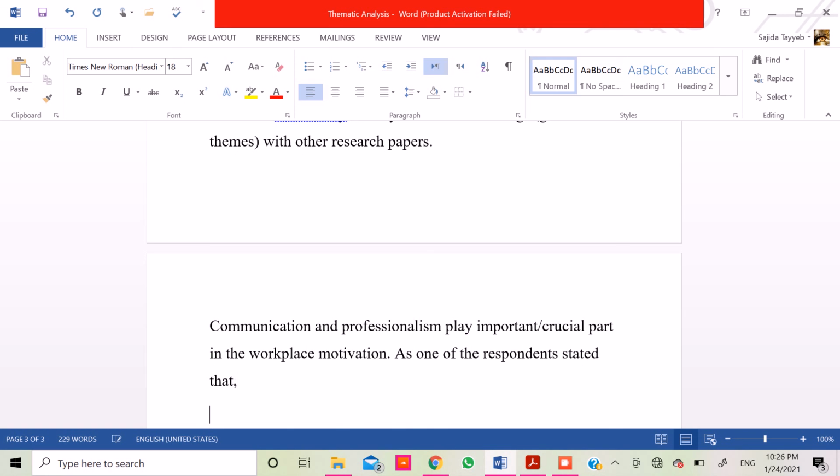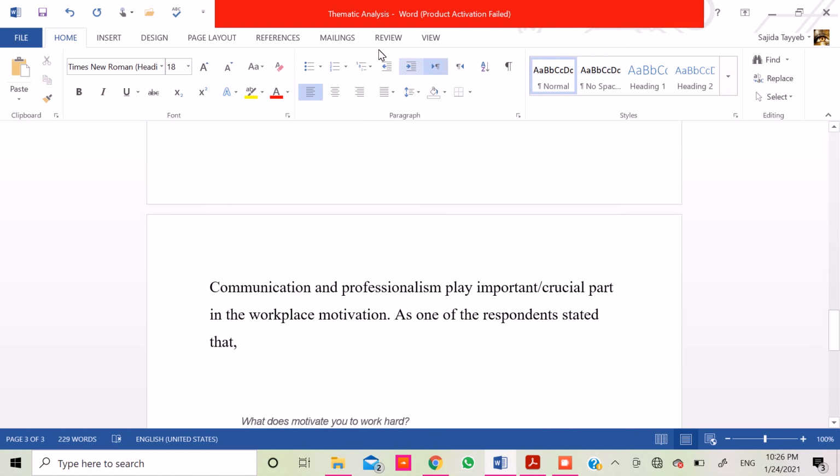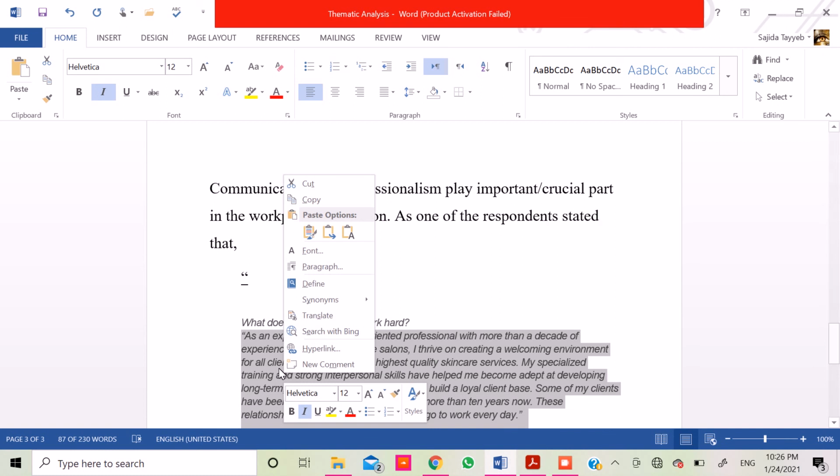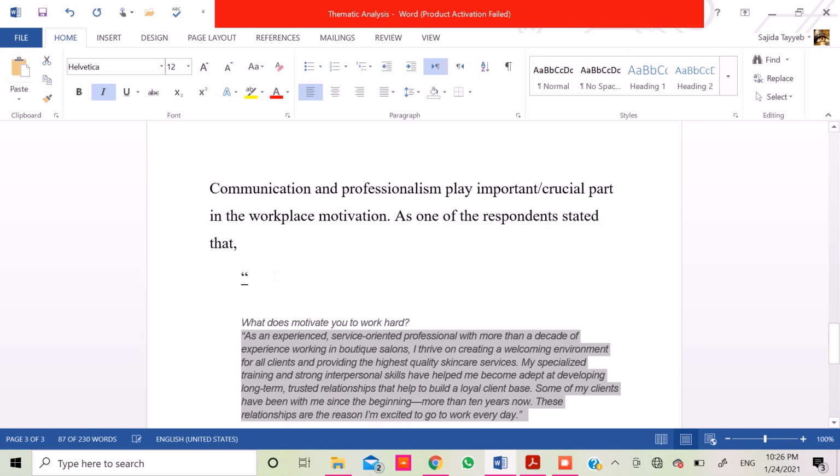Now indent your paragraph. Now what you have to do is write it in italic, and then, please wait a minute. Here we copy this and then paste it as plain text.